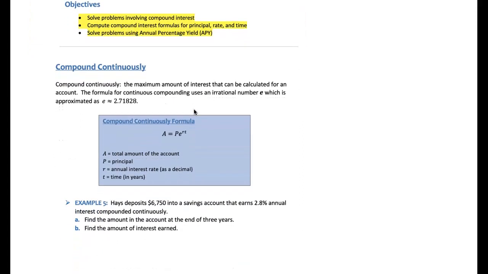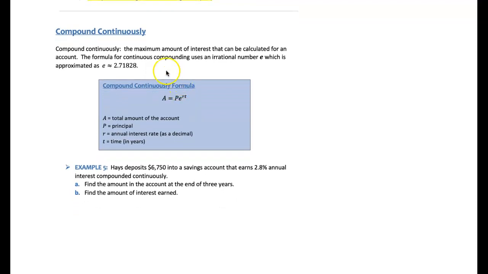Compound continuously. Compound continuously is the maximum amount of interest that can be calculated for an account. The formula for continuous compounding uses an irrational number, e, which is approximated as 2.71828. The compound continuous formula is amount equals principal times e to the exponent of r times t, or the product of r and t together.